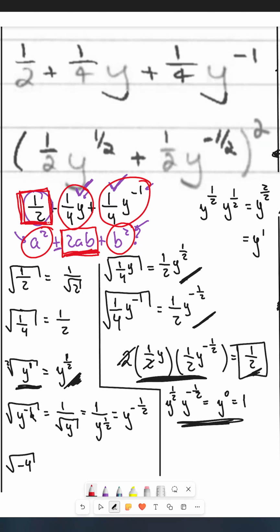So the tricky thing about this exercise was that they weren't giving you the terms in order, and also what was going on with the square roots of y and y to the minus 1. Those were the tricky parts of this exercise.